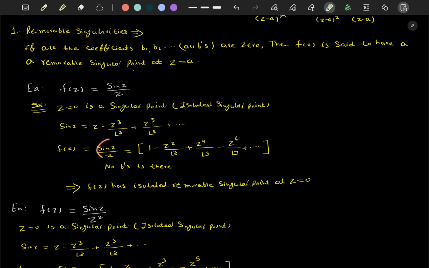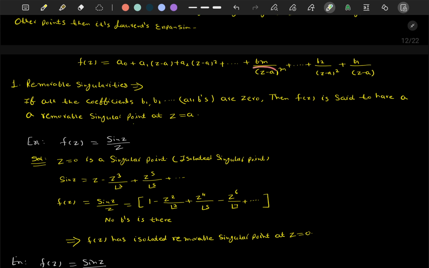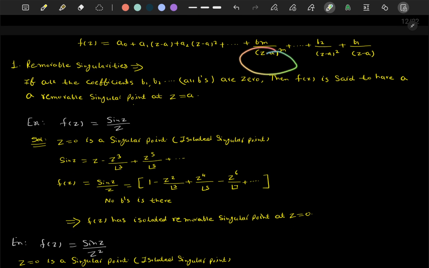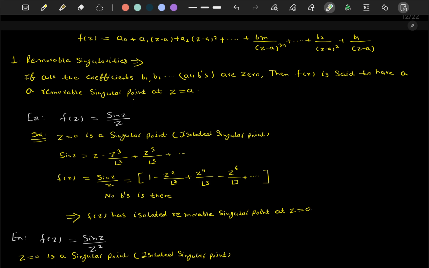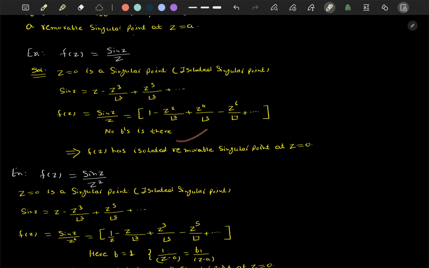So when you expand sin z by z, it goes like this: 1 minus, just divide this by z, you will have this. You can clearly see there is no denominator term where z is raised to the power m, because a is 0, so in the denominator there would be z raised to some power, and there is no denominator z here, so all these are 0. So the function of z has an isolated and removable singularity at z equal to 0.